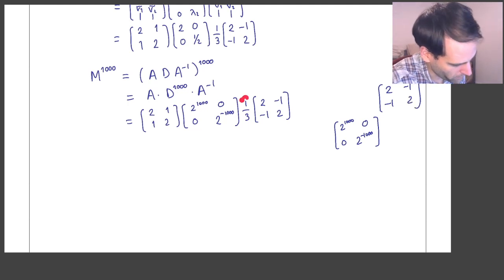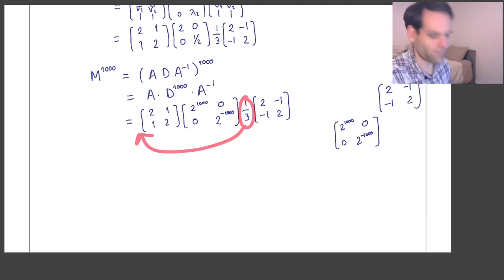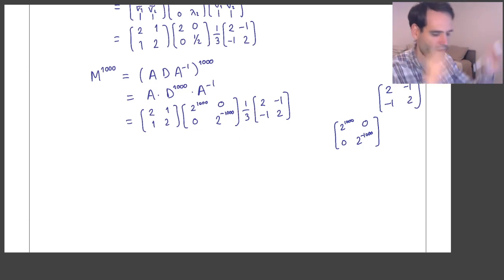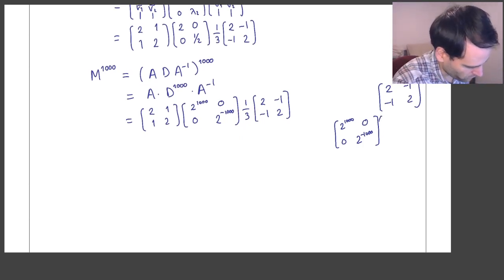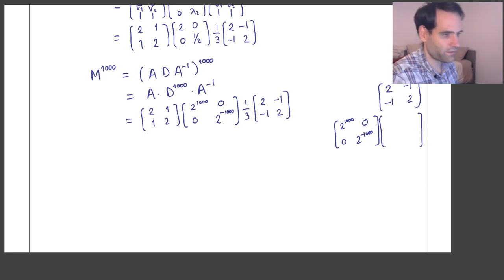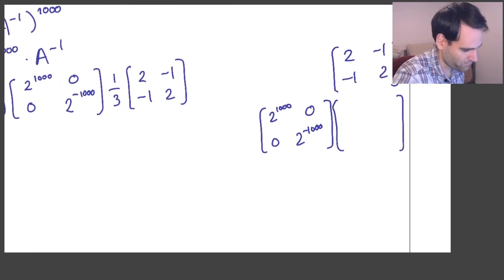For now, I'm going to move the 1/3. Maybe we can move it to the front, yeah? Because it's a scalar, and the scalar can move around. So, what's the product of these matrices? Maybe I don't have space here.